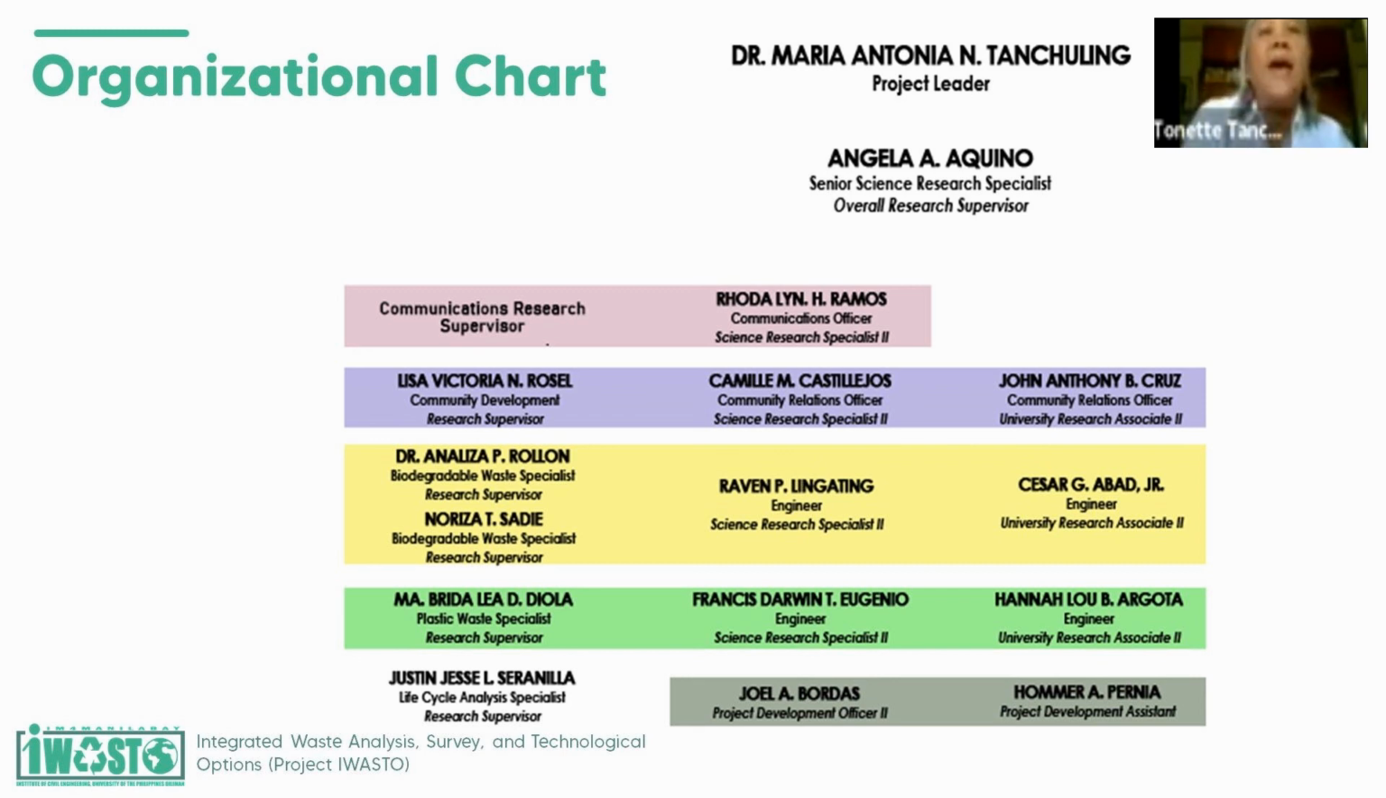And then the yellow band would show the specialists for the technologies. So the yellow band is for the biodegradable component. We have Dr. Annalisa Rollion and Nuriza Tibonsadi. And our researchers here are Raven Lingating and Cesar Abad. We also have a special team just dealing with the plastic densifier. For the plastic technology is Assistant Professor Maria Bridola. And then the researchers are Darwin Eugenio and Hannah Lu Argota. And to do the life cycle analysis is Justine Serranilla. And we also have the administrative staff, Joel Bordas and Homer Pernia.